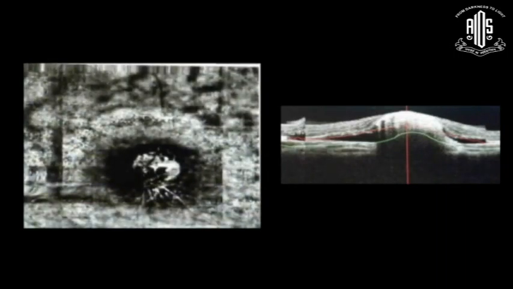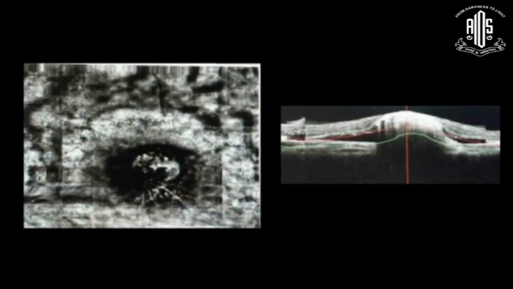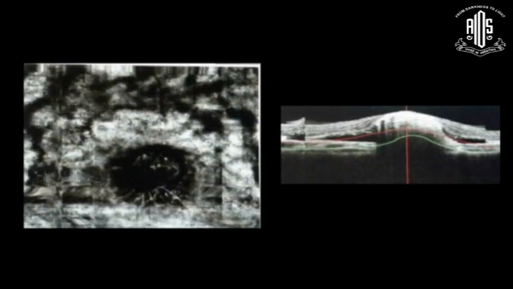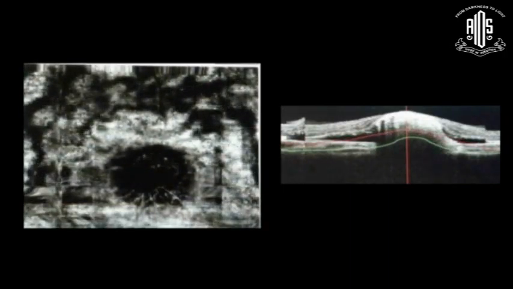OCT angiography has a potential for increasing our understanding of these lesions and may help in differentiating between retinal angiomatous proliferation and chorioretinal anastomosis, the two variants of type 3 neovascularization.